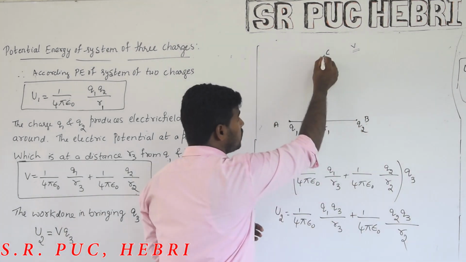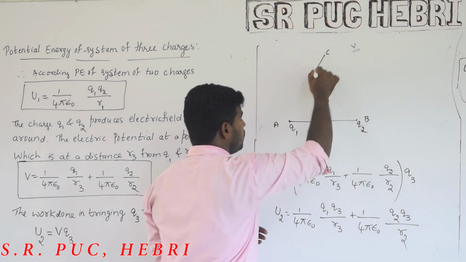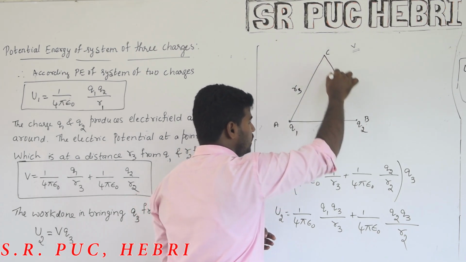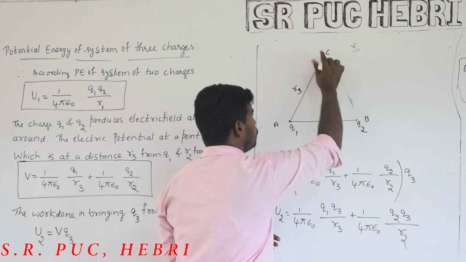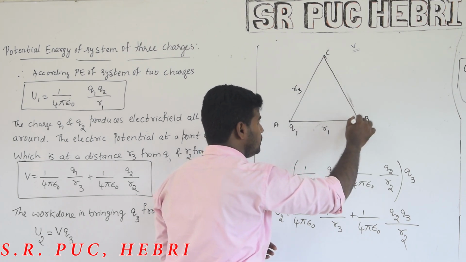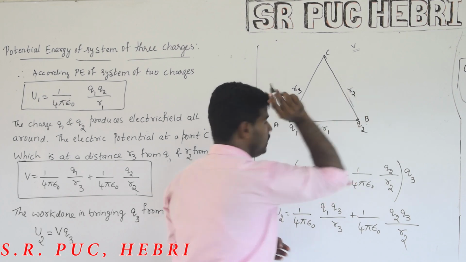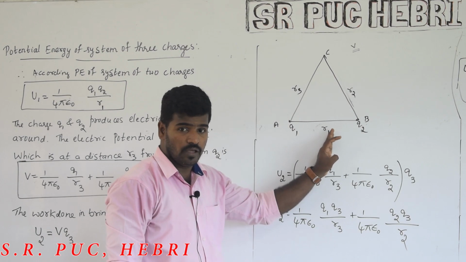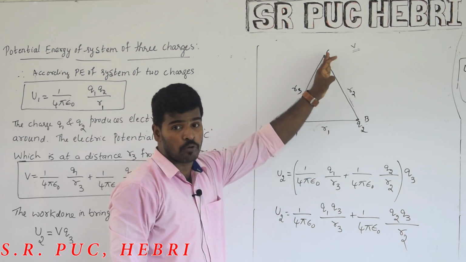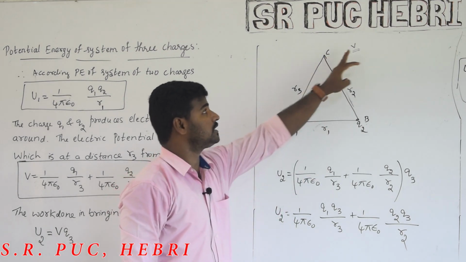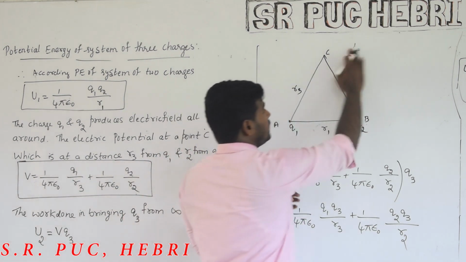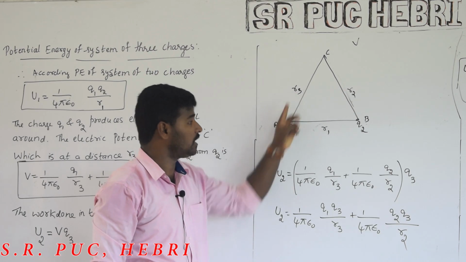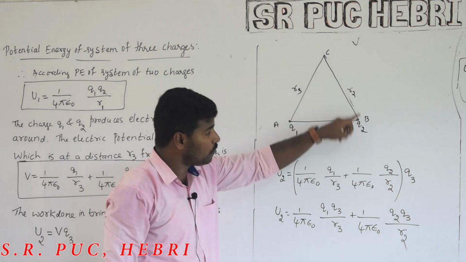That V is because of the charge Q1 at a distance R3. The potential at the point C is also due to the charge Q2 at a distance R2. Is it clear? The charges Q1 and Q2 produce an electric field all around. Before introducing the charge at the point C itself, the point C gains a potential that is expressed by V, at a distance R3 from Q1 and R2 from Q2.